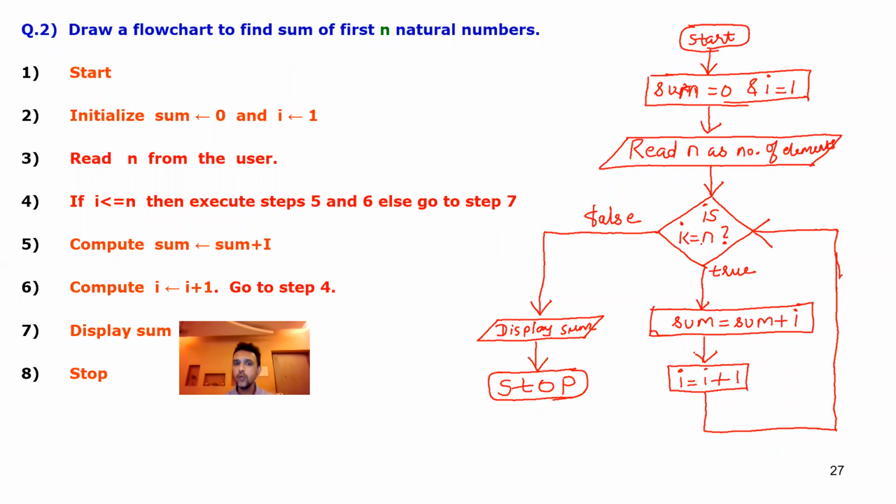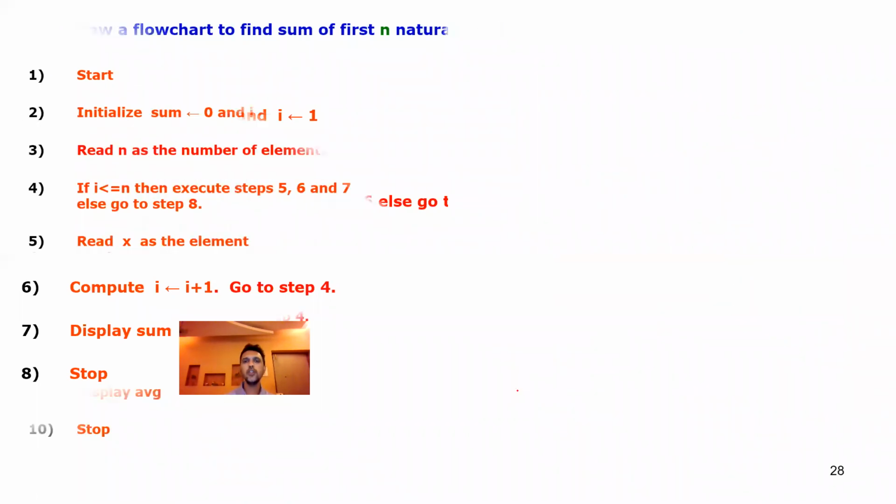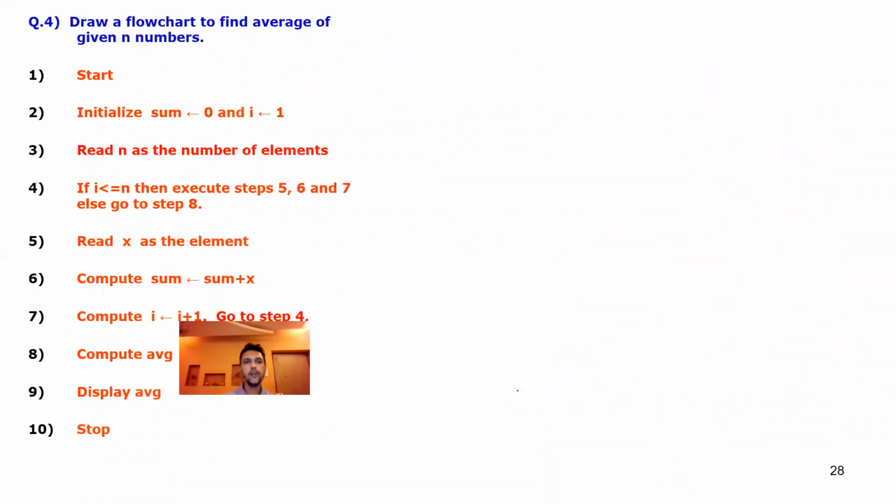Now, if it is true, we are supposed to execute 3 steps. Which are those 3 steps? Those 3 steps are 5, 6, 7. Step number 5 says read x as the element. Step number 6 says sum is equal to sum plus x. And step number 7 says I is equal to I plus 1. So, before I change the slide, read these 3 steps, 5, 6, 7, in your mind.